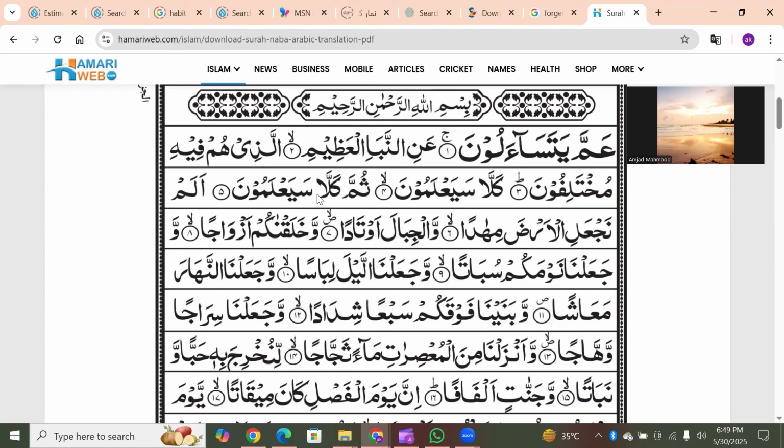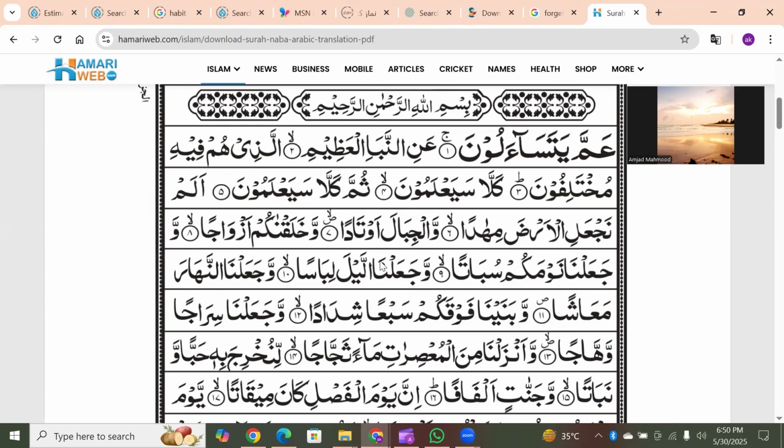So when you are reciting Amma Yatasaalun An-Naba Al-Azim Alladhi Hum Fihi Mukhtalifun Kalla Sayalamun Thumma Kalla Sayalamun, it means you are in the first rakah of Fajr. In the second rakah you recite Alam Naj'al al-Arda Mihada wal Jibala Awtada wa khalaqnakum azwaja. Three ayats is fine, and then your Fajr is completed.